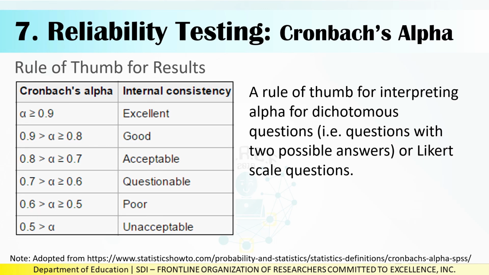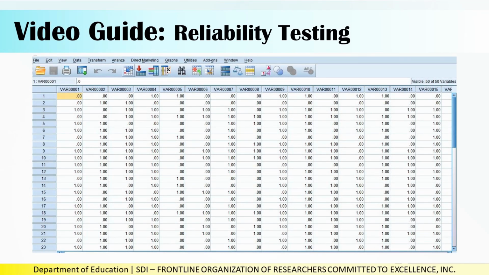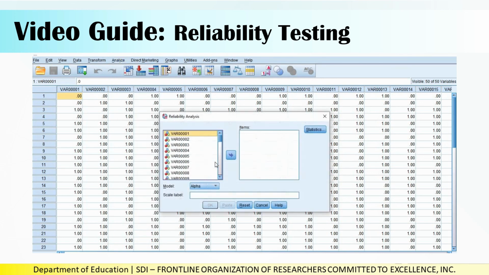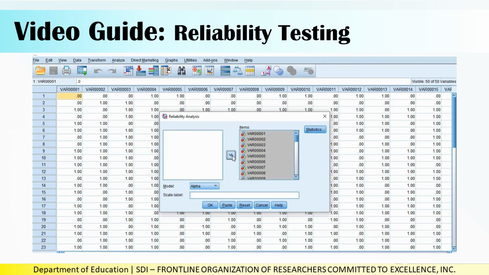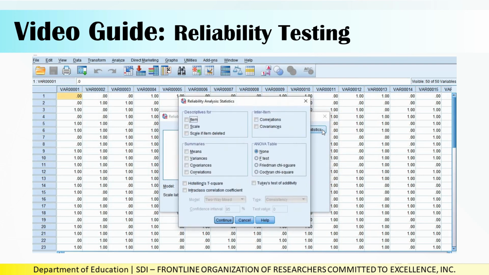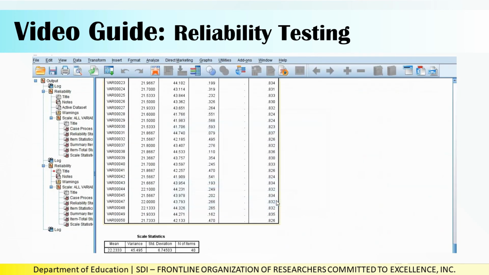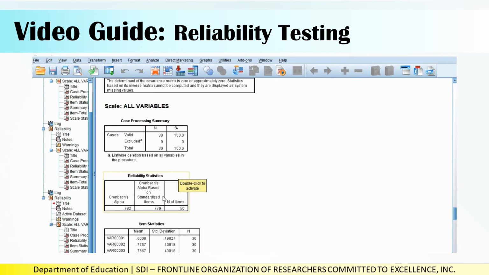Number 7, we have reliability testing. 0.7 is acceptable. And this is a guide to this process using SPSS version 22. The Cronbach's Alpha. These are the parts that you're going to tick. Now click OK. Your results are here and it is acceptable.